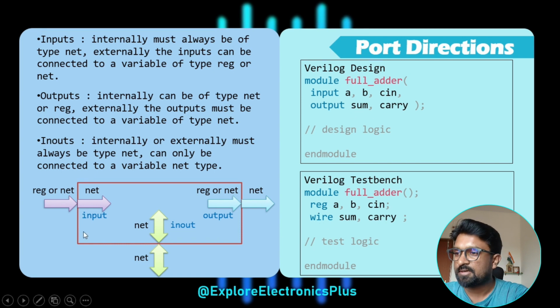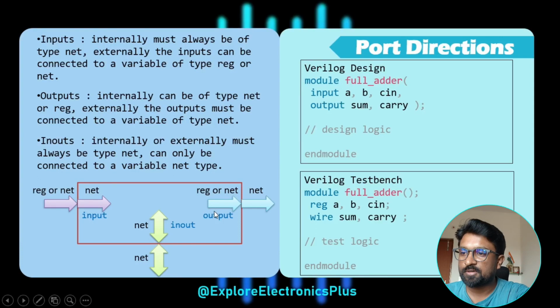The rule says if it is an input in the design, it is a net type, or what we call wire type, and it will become a register in the external world. So here the test bench is the external world. Inputs A, B, C in become registers.